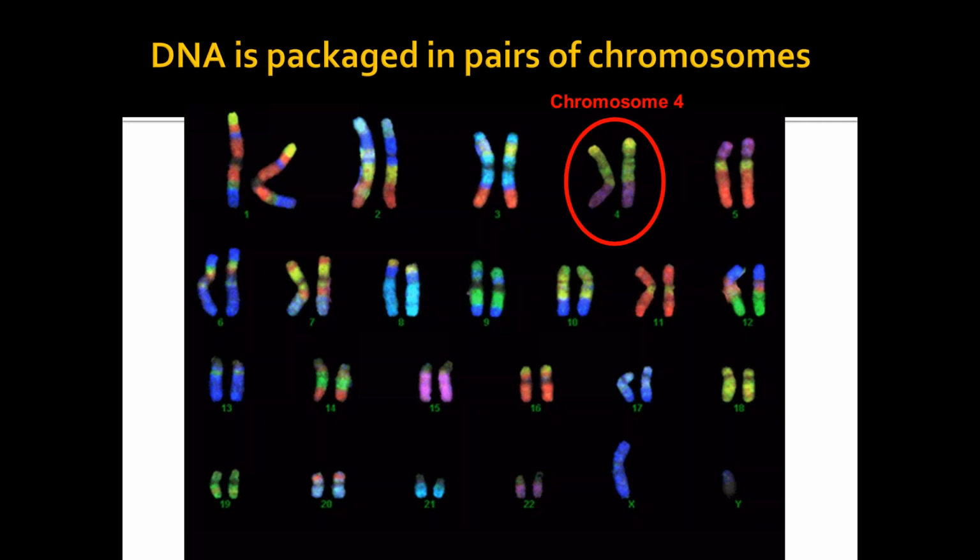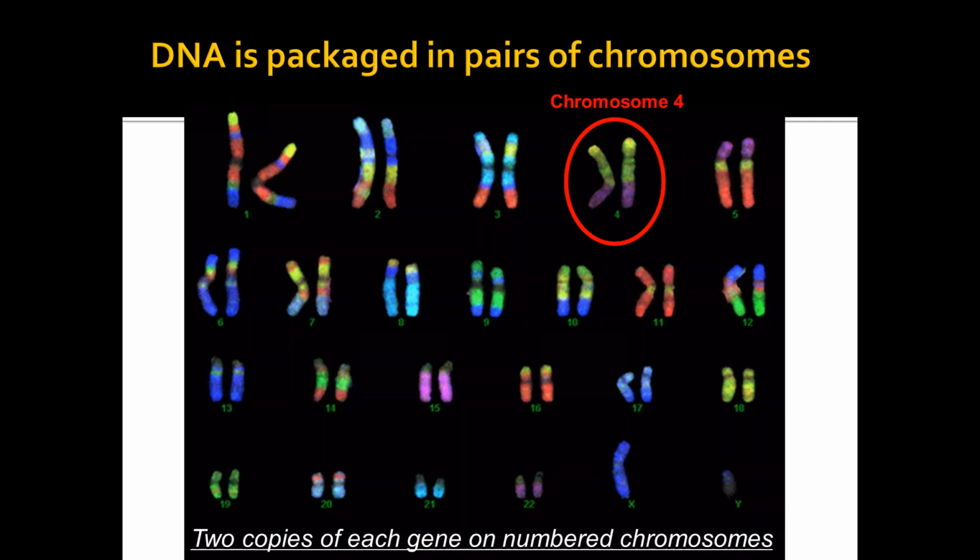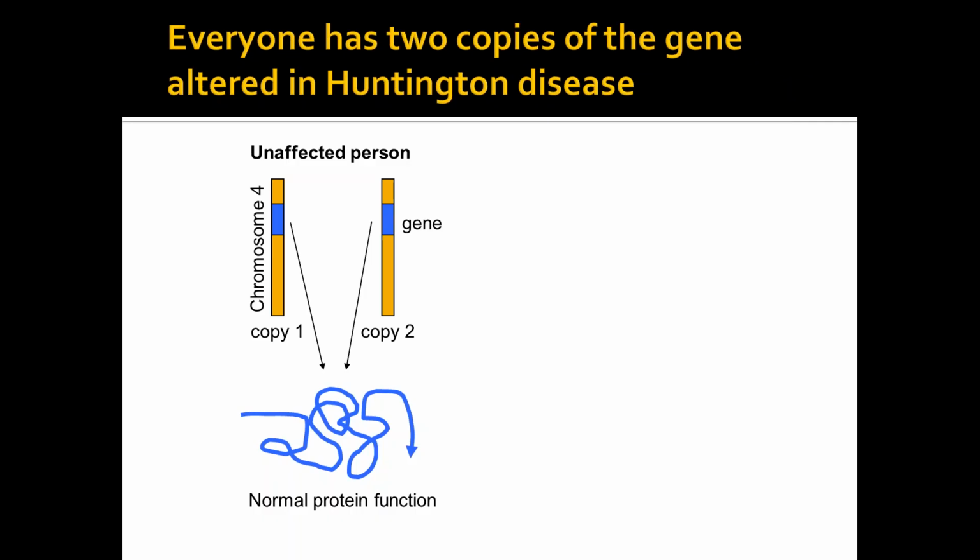Now, because you have pairs of chromosomes, 1 through 22 at least, the numbered ones, that means you have 2 copies of every gene on a given chromosome. So for a gene that's on chromosome 4, you have 2 copies. As I mentioned, everyone has 2 copies of a gene, and so everyone has 2 copies of the gene that's altered in Huntington's disease.